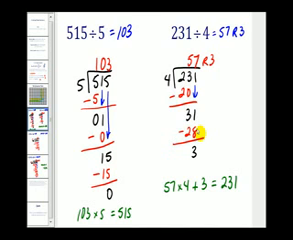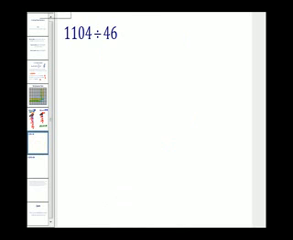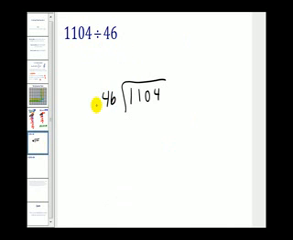Now let's take a look at dividing by a 2-digit whole number. 1,104 divided by 46. Now we're dividing by a 2-digit number, and these can be a little bit more challenging. So we start with the leftmost digit of the dividend. There aren't any 46s in 1 or 11, so now we consider 110. How many 46s are there in 110? Now that's not an easy question, but this is approximately 50, and this is approximately 100. And I know there's two 50s in 100, so let's try 2.